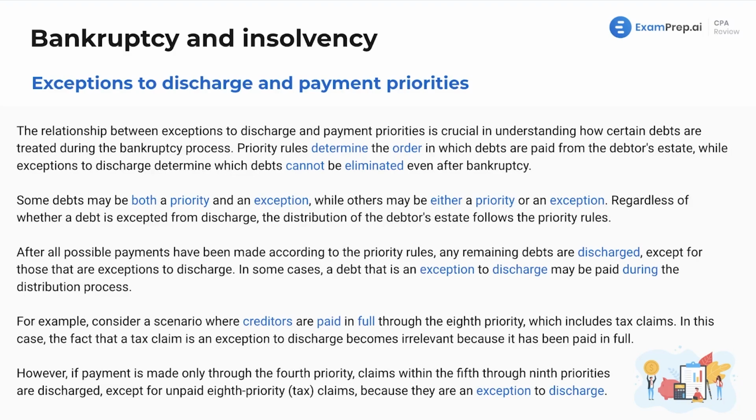For example, consider a scenario where creditors are paid in full through the eighth priority, which includes tax claims. In this case, the fact that a tax claim is an exception to discharge becomes irrelevant because it has been paid in full. That's a priority, exception, boom. However, if payment is made only through the fourth priority claims, the fifth through ninth priorities are discharged except for the unpaid eighth priority tax claims, because they are going to be an exception to discharge.